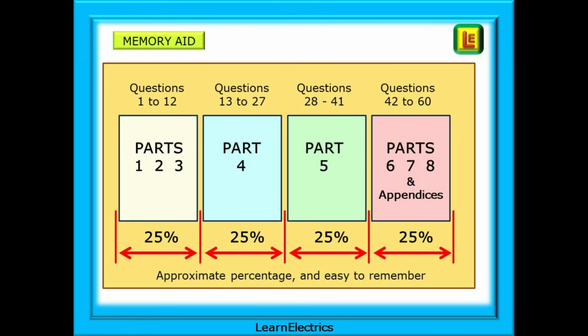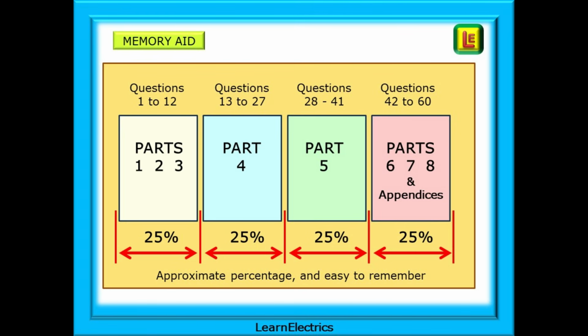Think of the exam as being split into 4 blocks, approximately 25% of the exam in each block. Parts 1 to 3 will occupy the first quarter of the questions. Part 4 will take up the whole of the next 25%, and so will Part 5. The rest of the book is covered by the remaining 25% of the questions. This means that Parts 4 and 5 will have half the exam questions.